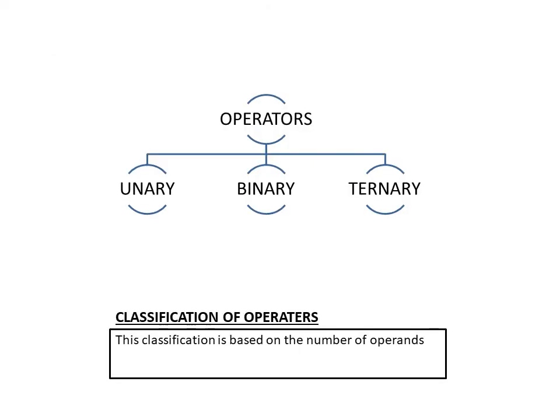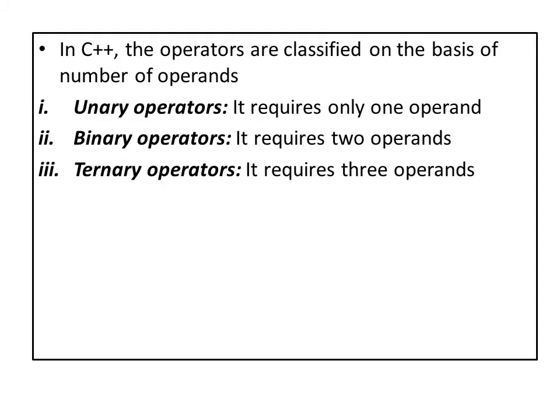Now operators are classified on the basis of number of operands. On the basis of number of operands, there are three types. One is unary, binary, ternary. Unary, in the name itself, it shows that it's using only one operand. In binary, it uses two operands. Ternary, it uses three operands.